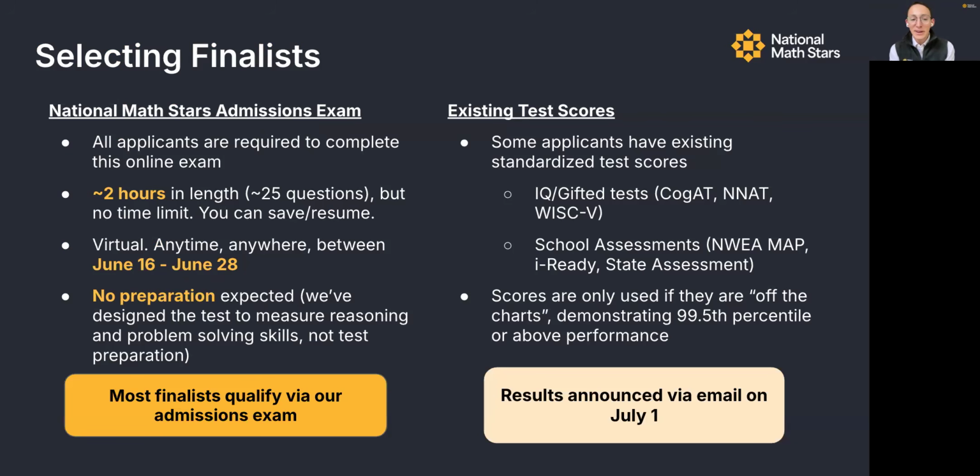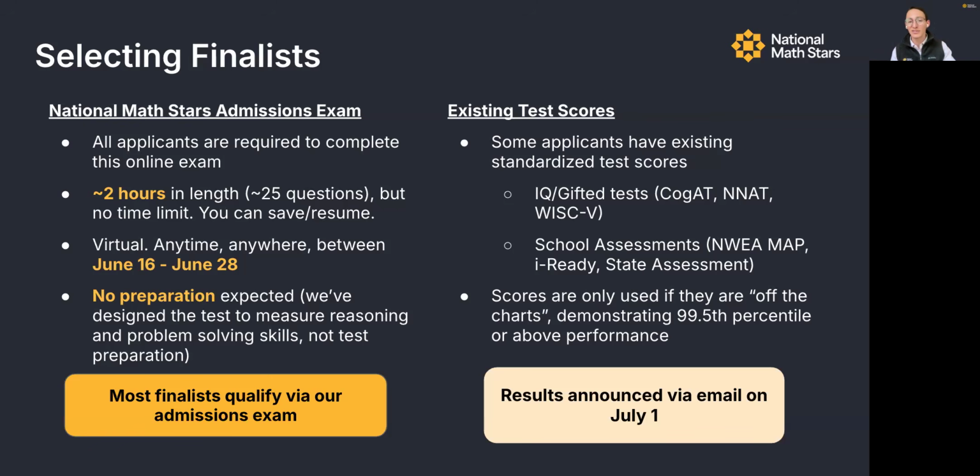So you get that exam completed. That exam is what allows us to select finalists. And let me talk to you about how that works. There are 2 ways you can become a finalist. Almost all of our finalists qualify through our admissions exam. This is required for all applicants to complete, and it takes about 2 hours. It's about 25 questions, but there's no official time limit. So if your child needs more time, no issues. And you can even pause.